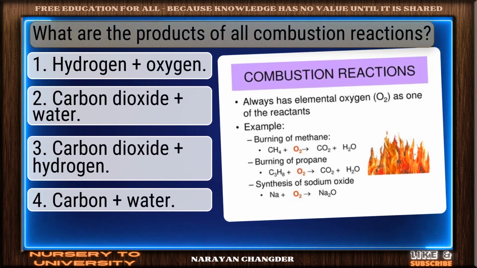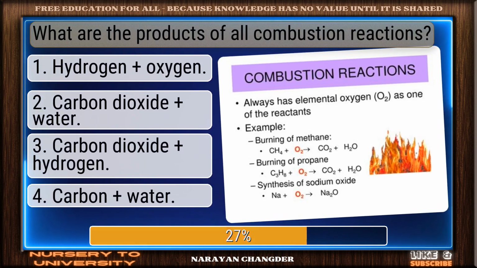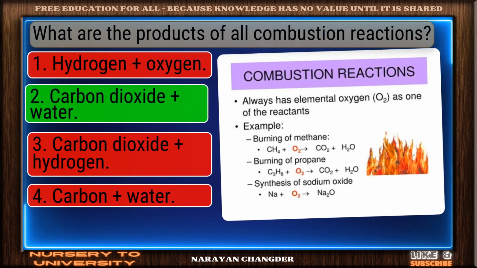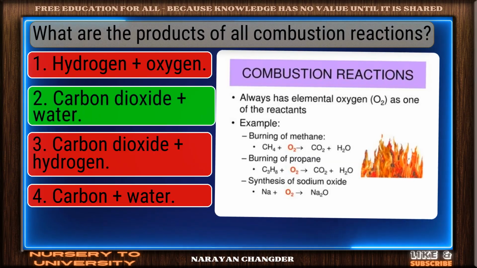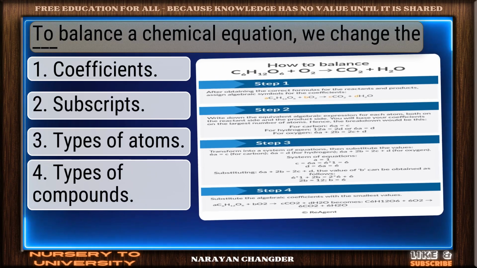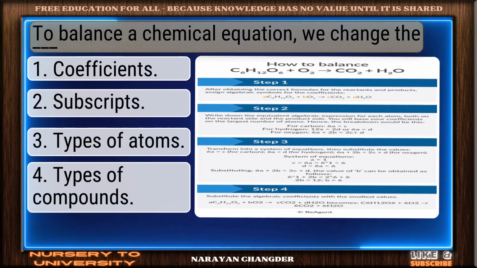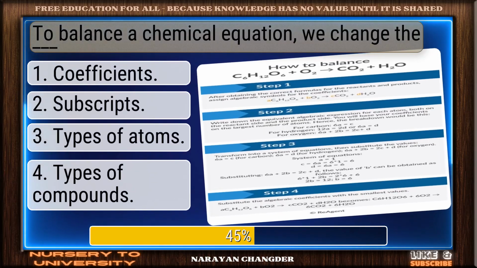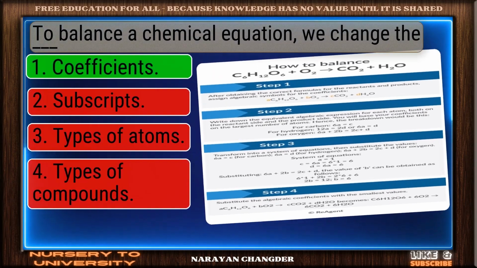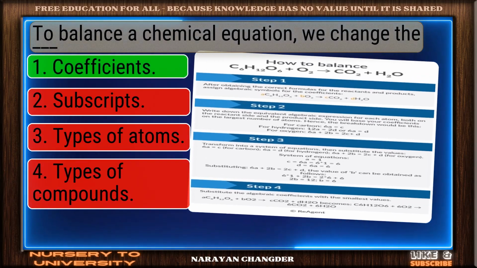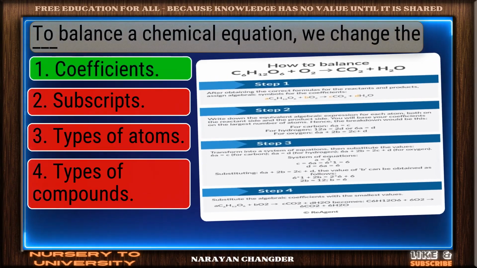What are the products of all combustion reactions? Perfect. Carbon dioxide plus water is the correct choice. To balance a chemical equation, we change the dash. Good thinking. Coefficients is the right answer.